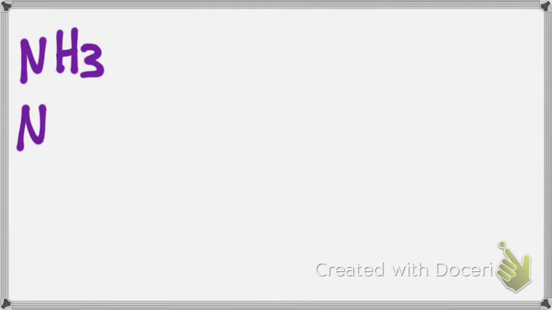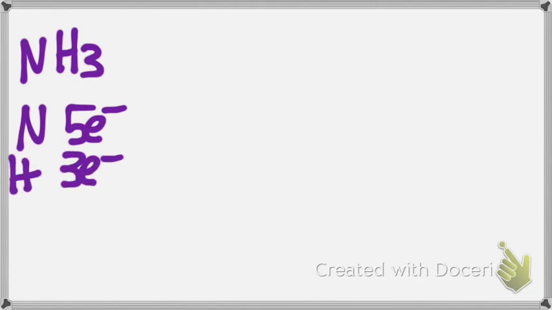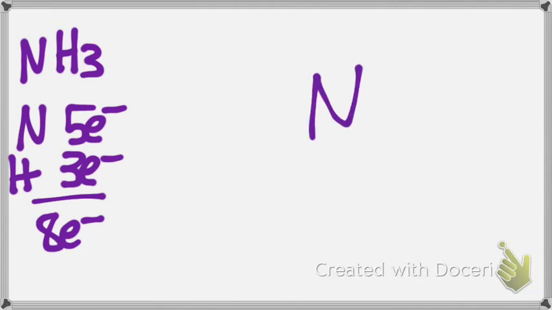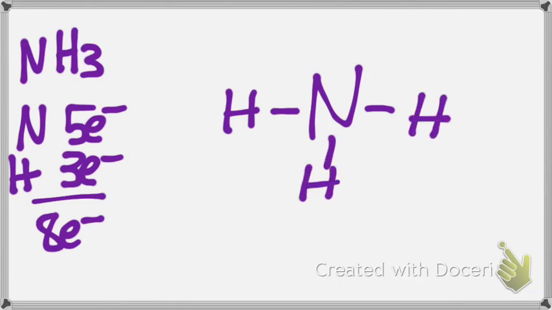Now let's try NH3. How many valence electrons does nitrogen have? 5. Hydrogen, I've got 3 of them, so I have 3. So I need 8 electrons. So draw our skeletal structure of 3 hydrogen attached. I only have 6 electrons when I draw it this way. I need 2 more. Where shall I put them? On nitrogen, on the central atom.